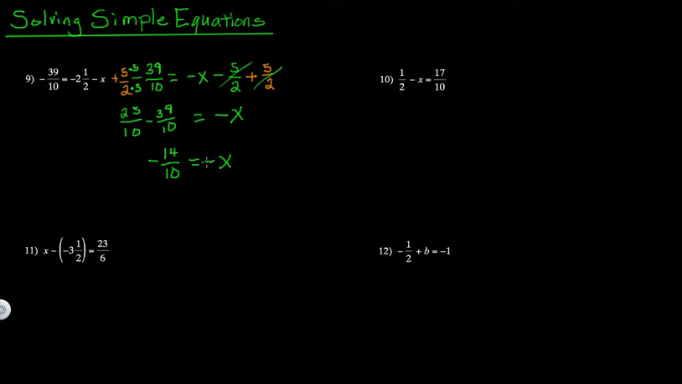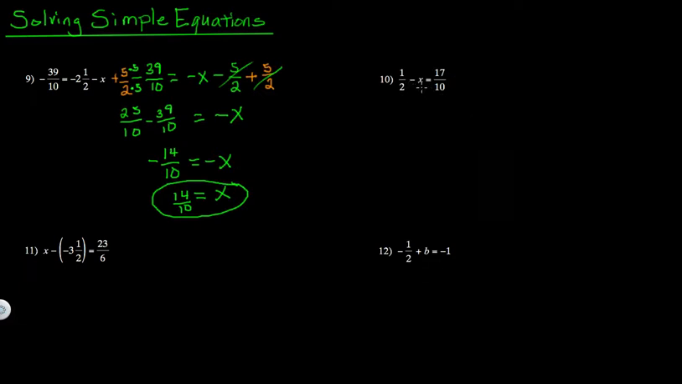And if we know that negative x also means the opposite of x, if the opposite of x is negative 14 tenths, then x must equal positive 14 tenths, right? Or you could also think about this step as dividing both sides by negative 1. All right, so it's the same process, we just have fractions. Look at the next one, number 10.